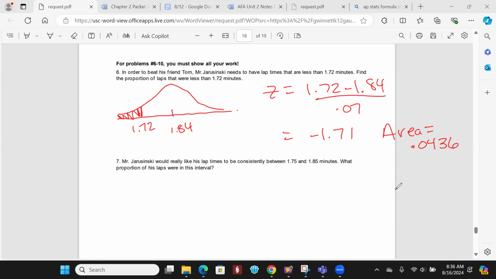Because standard deviation is how far away from the mean. Can you have negative distance? So then you probably wouldn't have a negative standard deviation. Does that make sense? Okay.